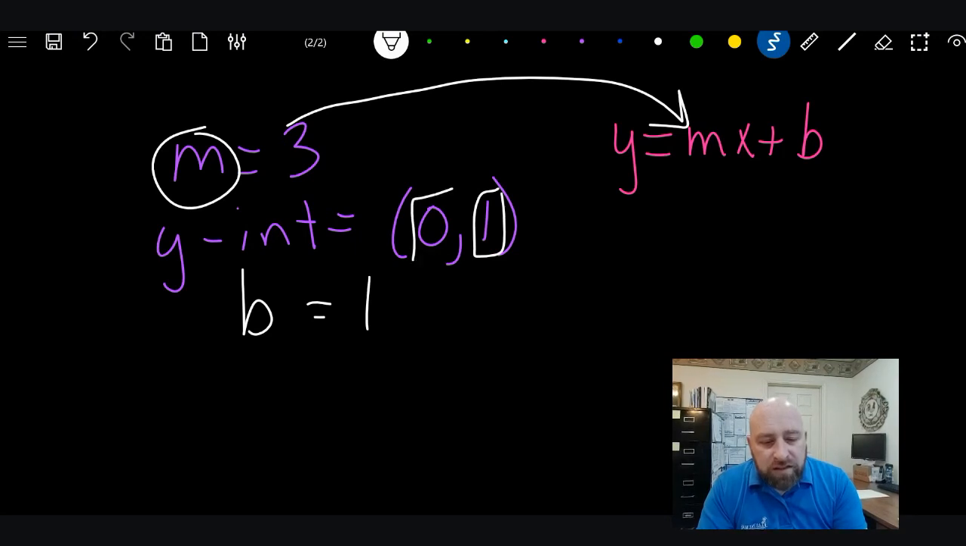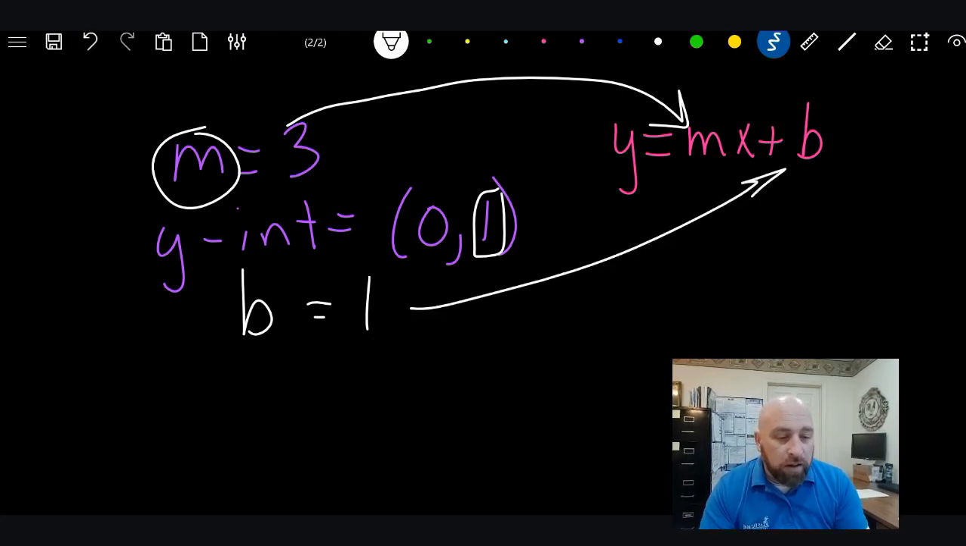You say, the b equals 1, I don't understand. Because the x is always 0. It has to be 0. So the only thing that you need to write for the y-intercept is that it intercepts the y at 1. And so we would put 1 in for the b.